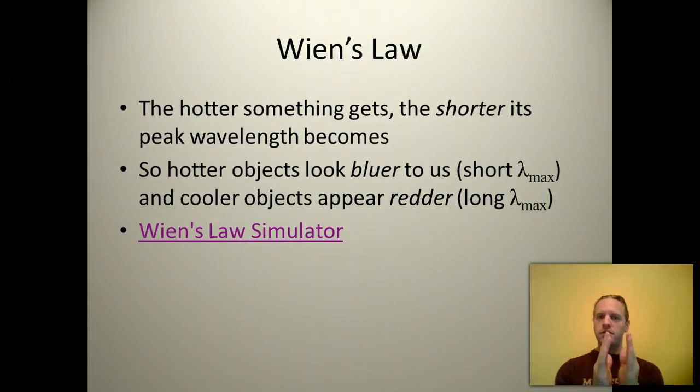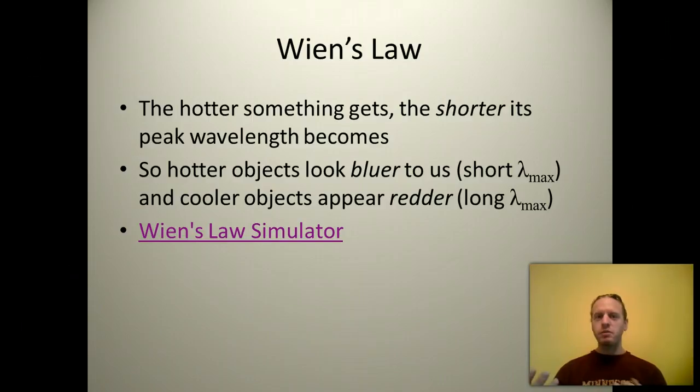The light it's giving off is very high in energy. So a hot object has a shorter wavelength, which looks blue. Remember, blue light has a very short wavelength. And then a cooler object, when it cools off, the wavelength gets longer, and so it looks redder to us. So cool objects look red, hot objects look blue.